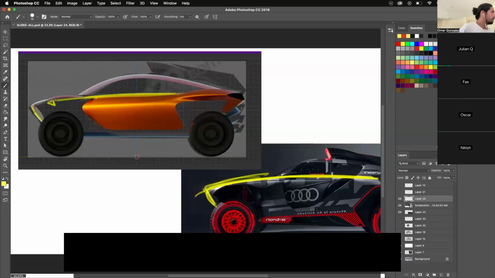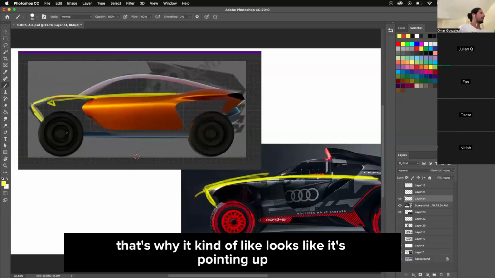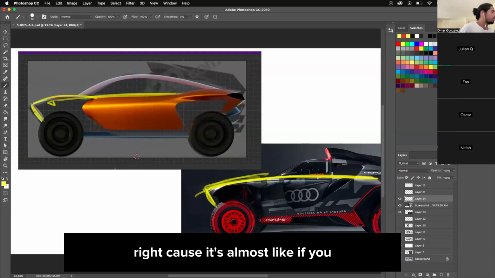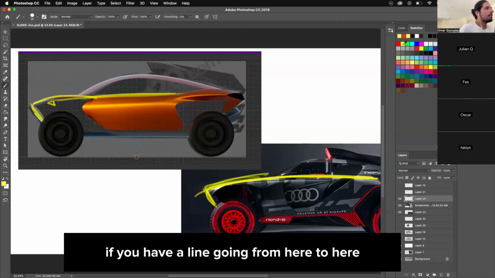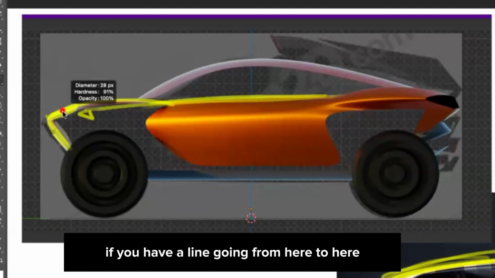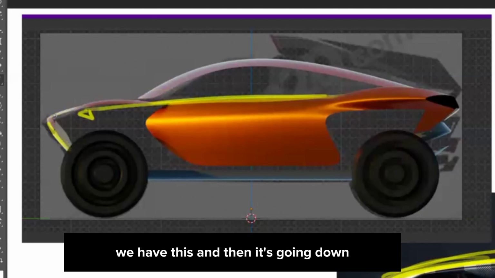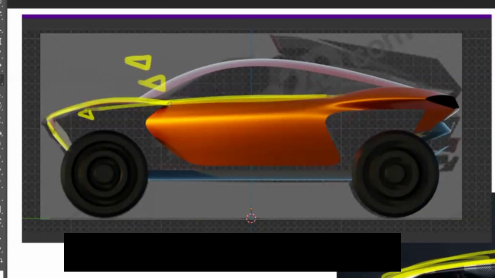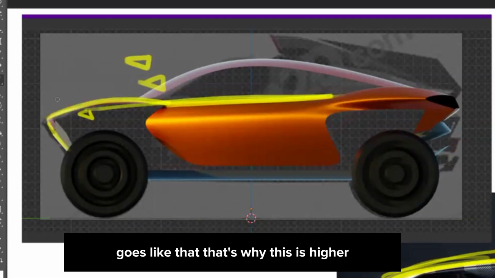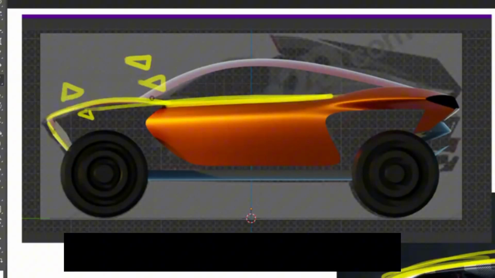So that's why it kind of looks like it's pointing up, right? Because it's almost like if you have a line going from here to here, makes sense. Where you have this, and then it's going down, goes like that. That's why this is higher, and it looks like it's pointed up.